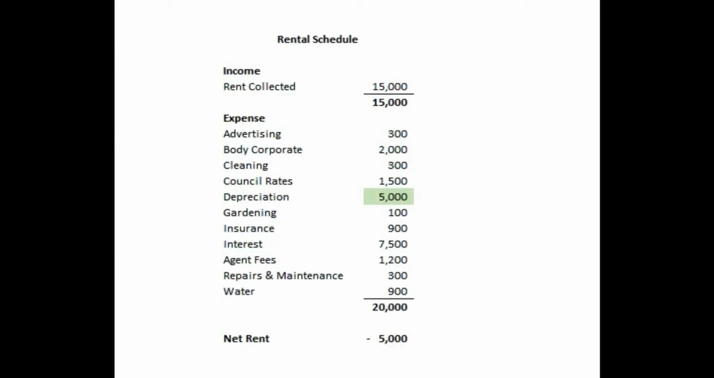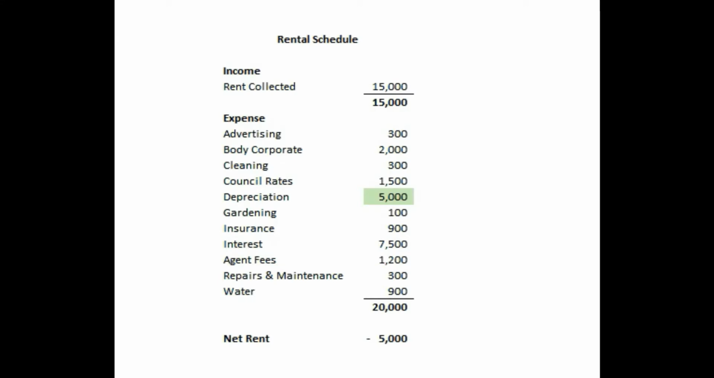And I know it does sound counterintuitive. Like, why would you want to invest in something just to lose money? It makes no sense. So let me go through an example of how it works, and it should make more sense after that. Okay, so here I have an example of a rental schedule.